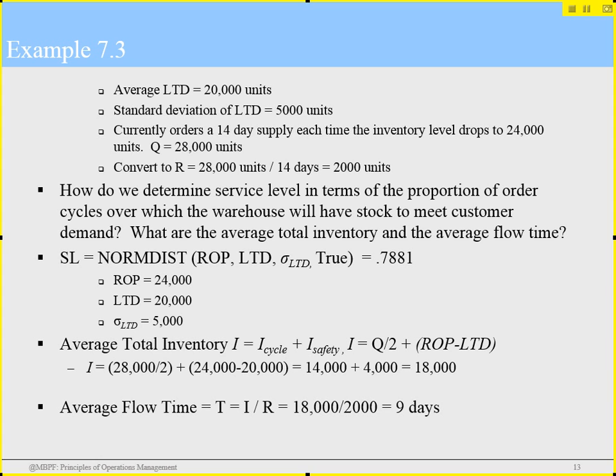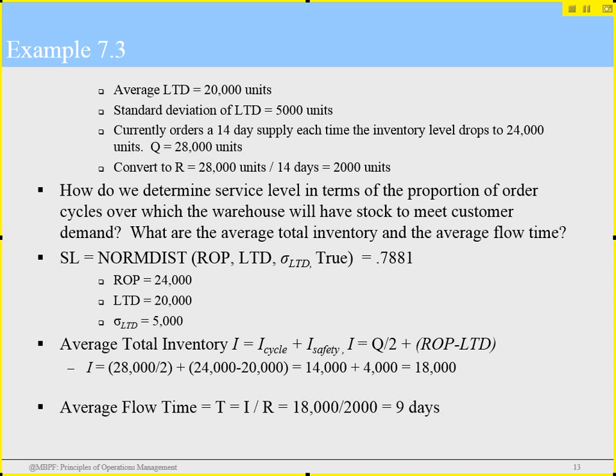The next part of the question asks how I know what my total average inventory is. Remember, it's our cycle inventory plus our safety stock inventory. My cycle inventory is how much I order divided by 2, the Q divided by 2 we talked about a couple slides ago. And my safety stock inventory is my reorder point minus my lead time during demand. We talked about this very early in the lecture: if my reorder point were 24,000 units and we were expecting to use 20,000 of them, that would mean my safety stock was 4,000 units.